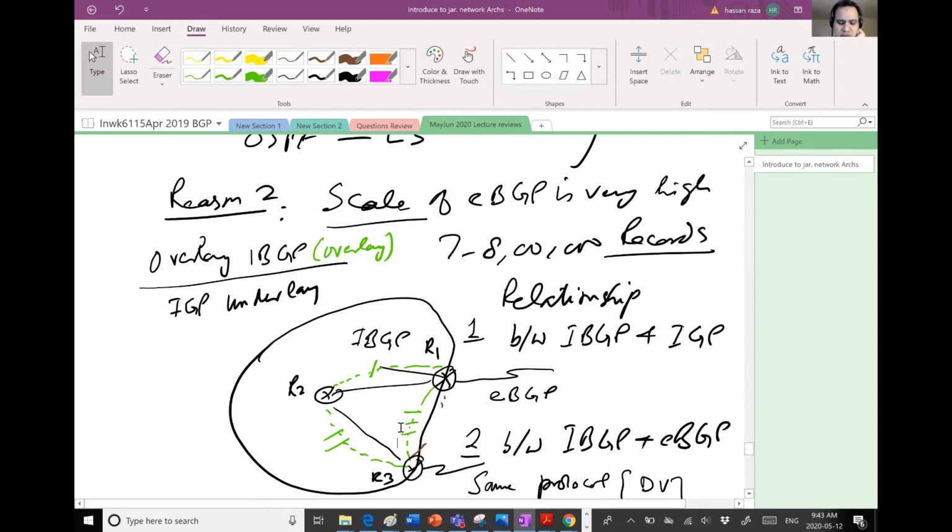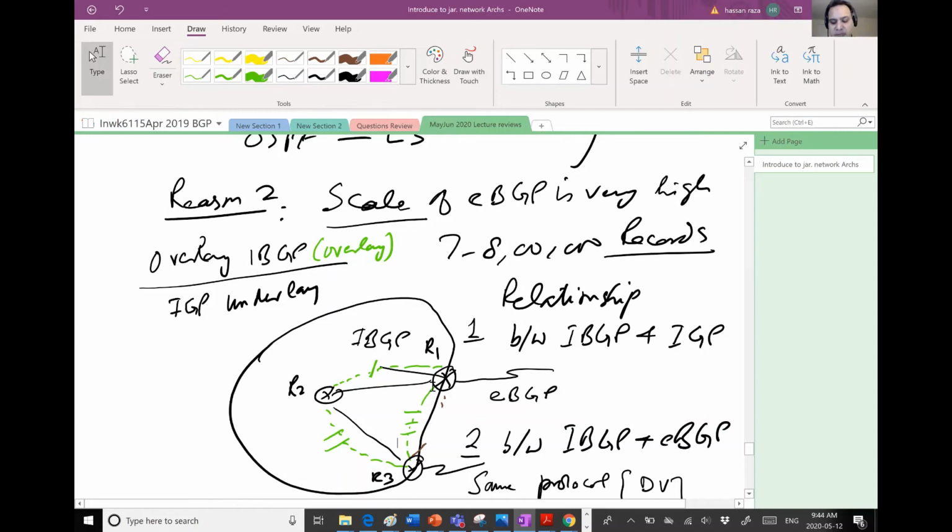I sit on R1 and I say R2 is my neighbor. Then I say R3 is my neighbor. I sit on R2, I would say R1 is my neighbor. I say R3 is my neighbor. I sit on R3, I say R2 is my neighbor, R1 is my neighbor. The only configuration, basic configuration in BGP is just declare neighborships and that's it.